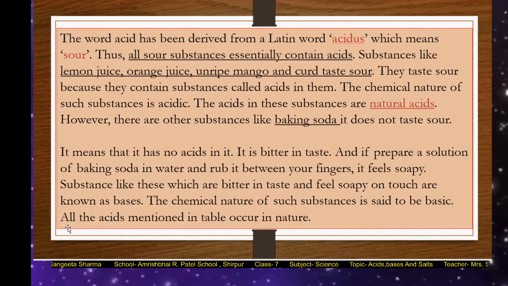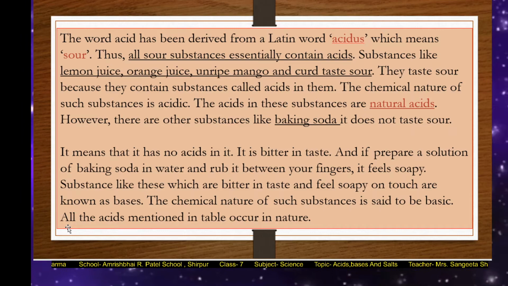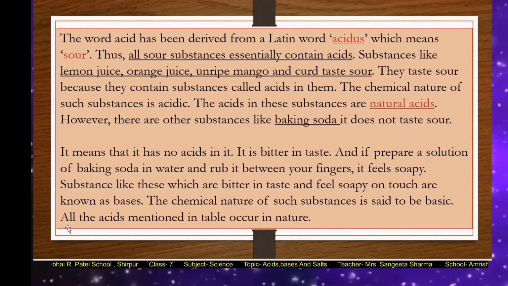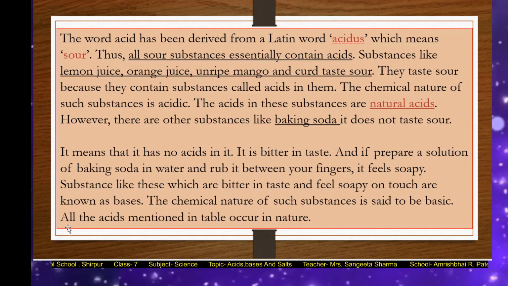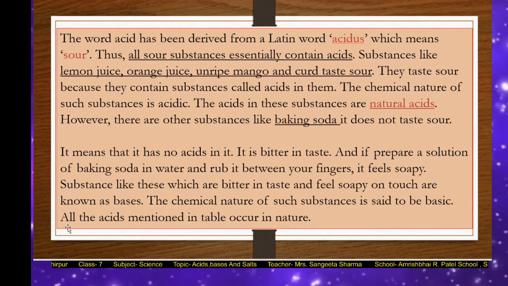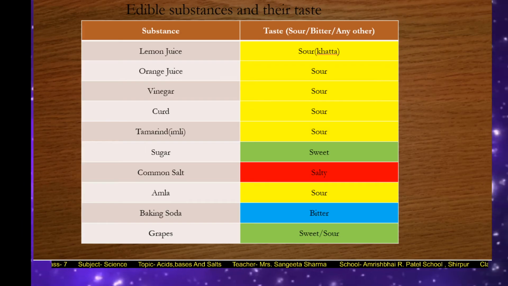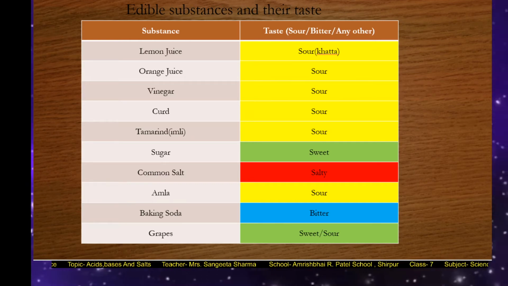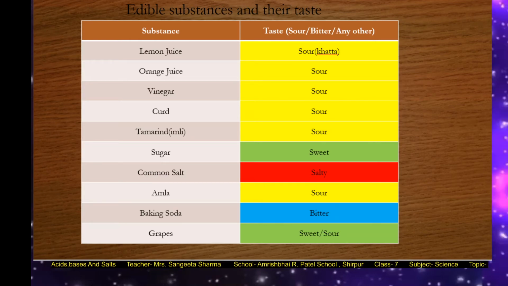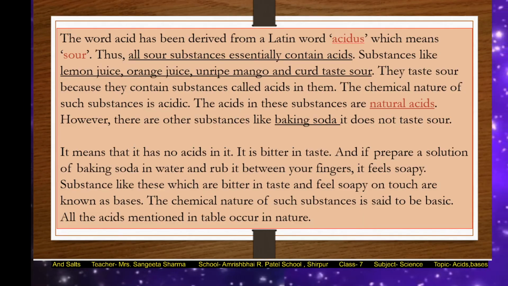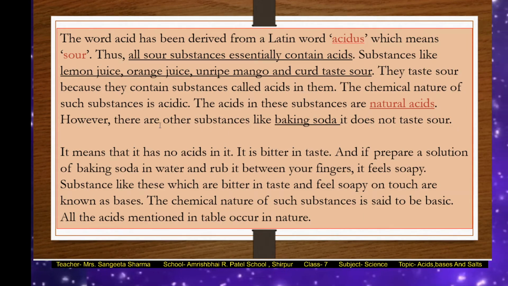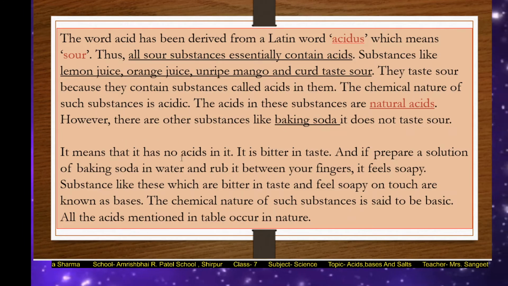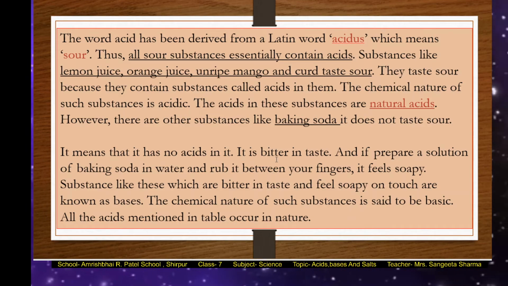Now we are coming to bitterness. We talked about the substances that are sour in taste. We just confirmed that those that are sour in taste are acidic in nature. But what about the substances in the slide that we have seen? Some were bitter in taste, like baking soda. So how can we say what kind of substances these are? They are bases. Baking soda does not taste sour, so it means that it has no acid in it. It is bitter in taste.